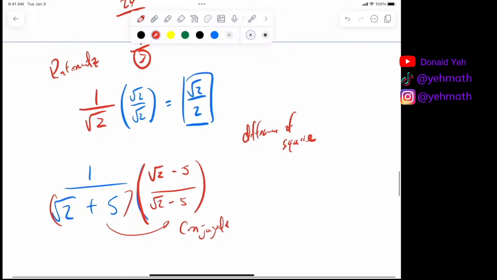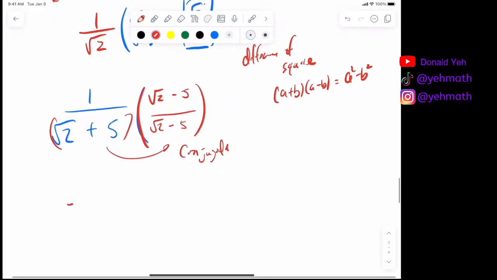So the difference of squares is a plus b times a minus b. We already know the result. What is a plus b times a minus b? A squared minus b squared. Those of you, did you know that? It's going to be like this. Now, knowing that, the top is going to be square root 2 minus 5. Very easy because 1 times square root 2 minus 5 is square root 2 minus 5. The bottom, however, is going to be what?